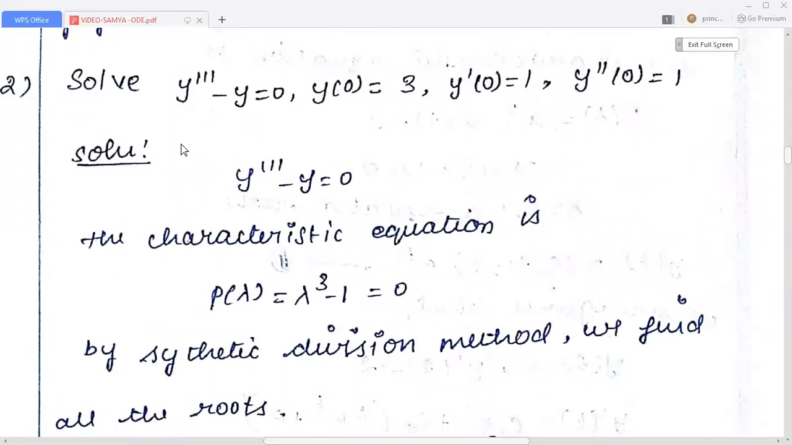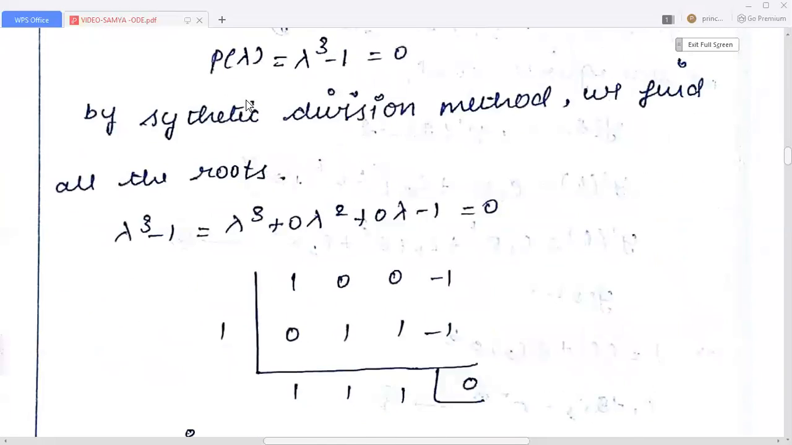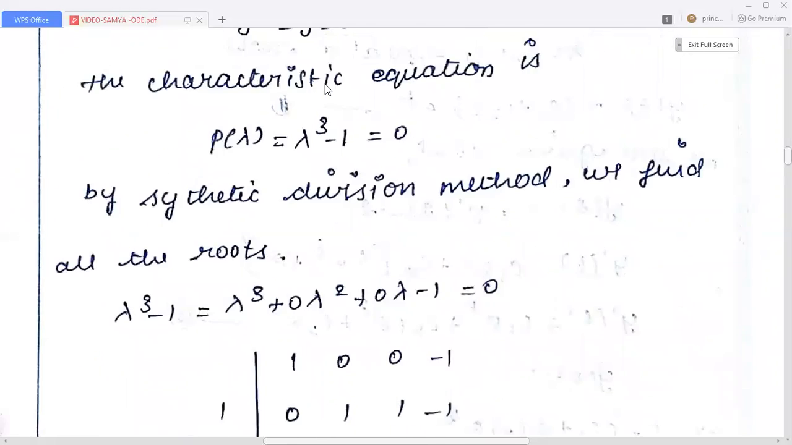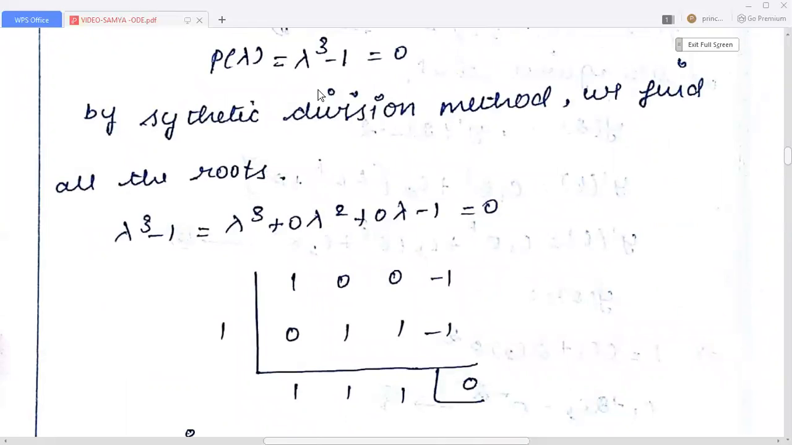Next problem: solve y''' - y = 0, y(0) = 3, y'(0) = 1, y''(0) = 1. Now we write the solution. The given equation is y''' - y = 0. The characteristic equation is p(λ) = λ³ - 1. When you solve this equation, we have 3 roots.